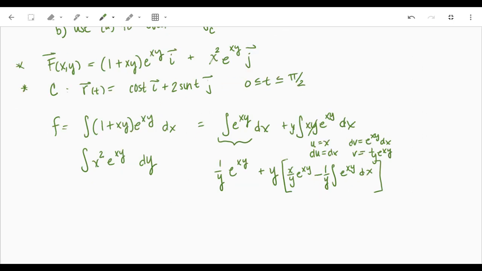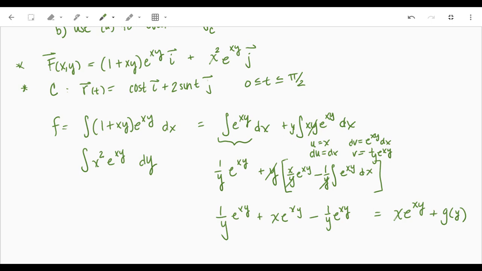I'm also seeing that these y's are going to cancel out if I redistribute the y. So I have 1 over y e to the xy plus x e to the xy minus that integral again, which will give me 1 over y e to the xy. That actually works out very nicely because the first and last terms cancel, and it's e to the xy plus, again, some function of y.